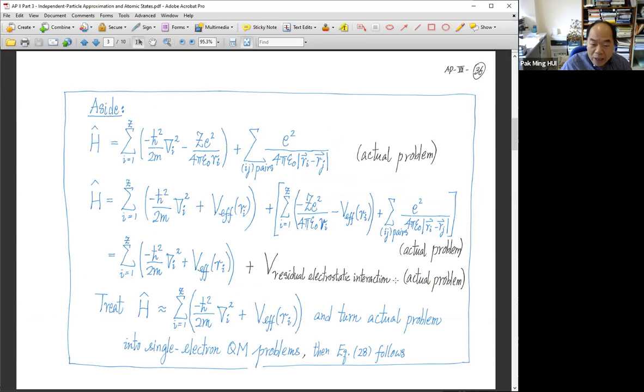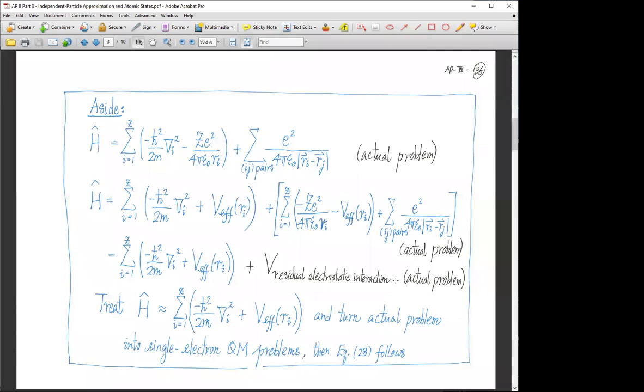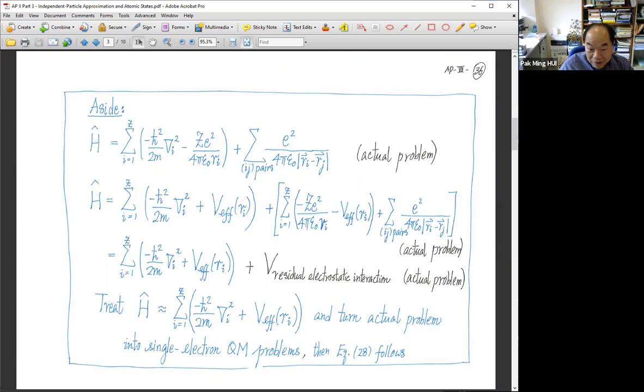Now, what if the effective potential is not quite spherically symmetrical? Of course, there will be a residual electrostatic term then, okay? That means you want it to be like that.